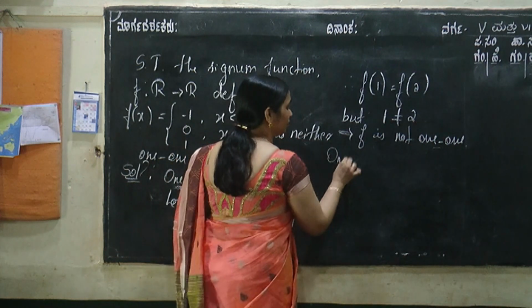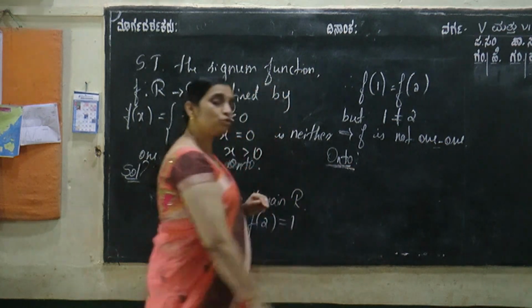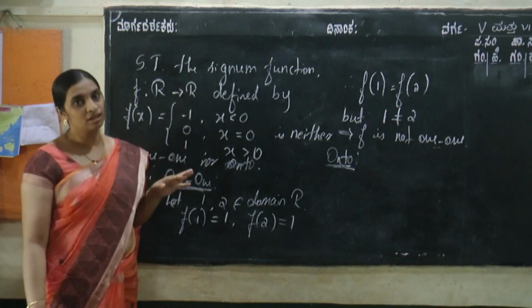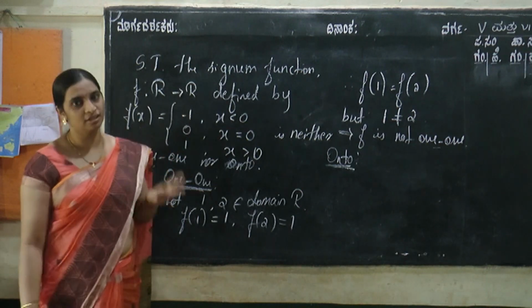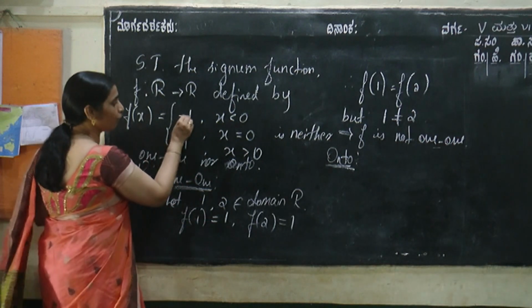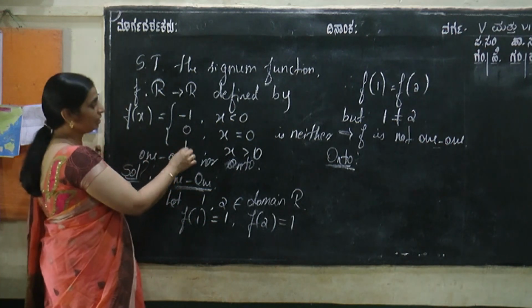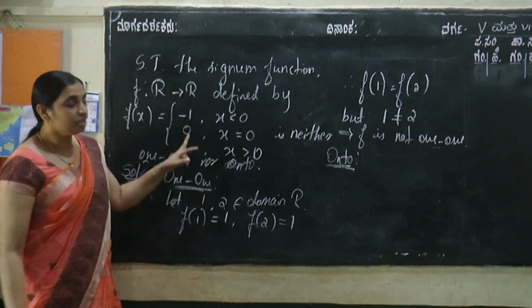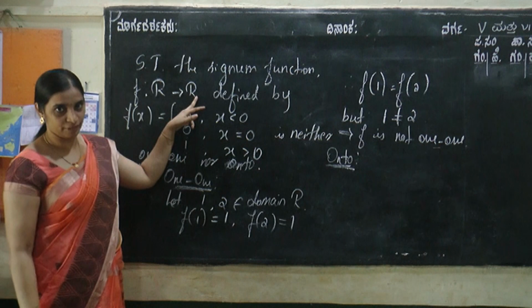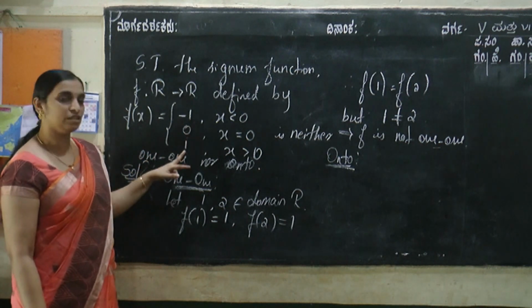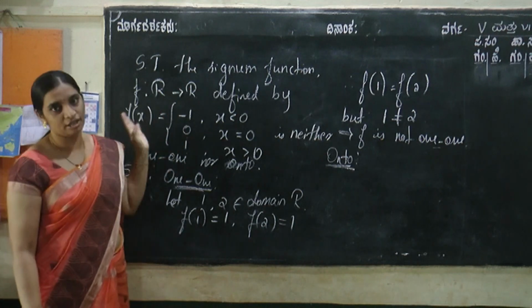The next condition is onto. How to check whether the given function is onto or not? It's very simple. We just compare the codomain and range of the function. Already we have studied what range is: it is the set of all images. The images here are -1, 0 and 1. That means the codomain is the set of real numbers and the range is a set containing -1, 0, 1. Both are not at all equal.